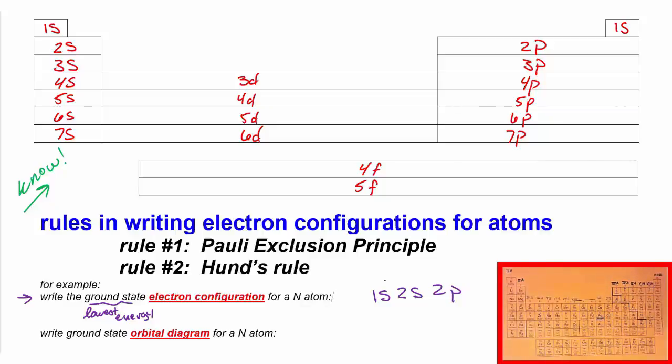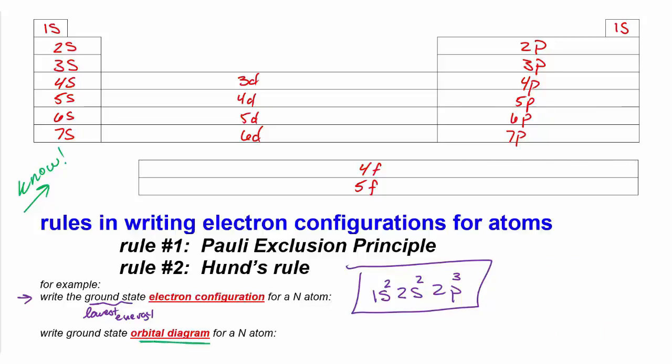1s1, 1s2, 2s1, 2s2, 2p1, 2p2, 2p3. There we go. That is the electron configuration for a nitrogen atom: 1s2, 2s2, 2p3.